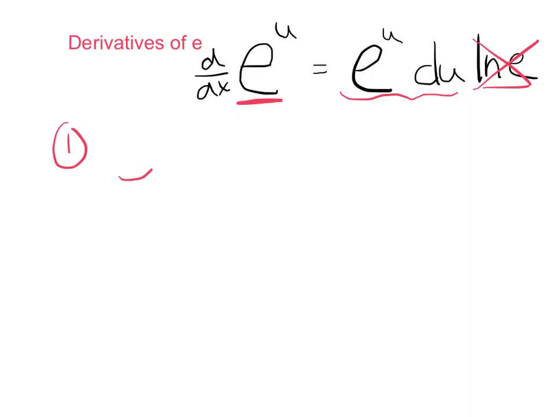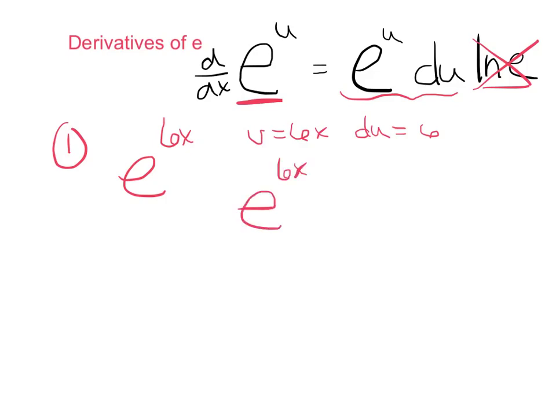So let's say e to the 6x. My u in this case would be 6x, my du would be 6. So my derivative would be e to the u, leave it alone, just like we did in the other problem, times the derivative of my u, which is 6. And again, if I really wanted to, I could say the ln of e, but it will cancel out every time. So it's the exact same rule we just did, but with that ln of e canceling out.